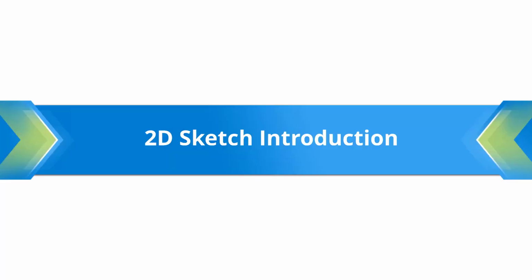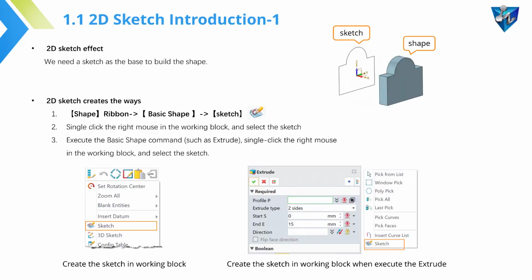Okay, let's start the first part, 2D sketch introduction. So what is 2D sketch? 2D sketch is normally used for the solid modeling. And no matter how complicated the solid modeling is, the 2D sketch is needed as the base to build the shape. So how to create the 2D sketch in ZW3D?